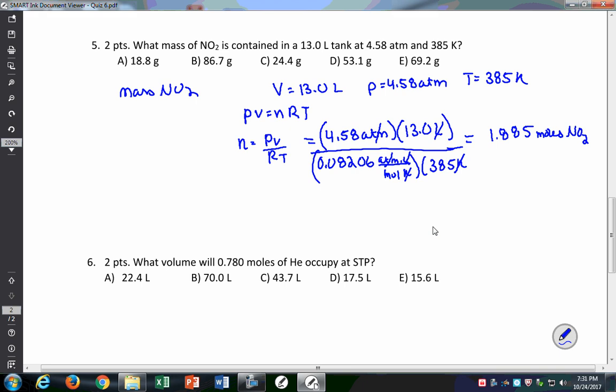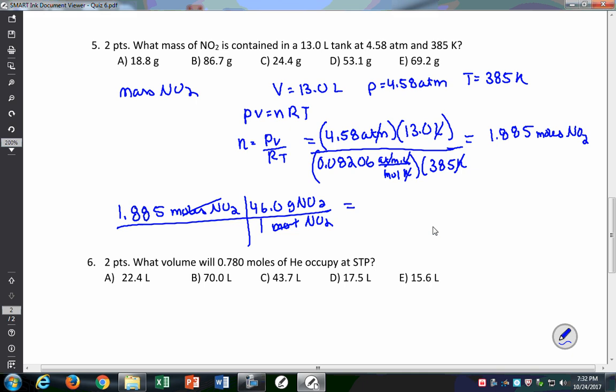The nice thing about chapter 5 is we're basically doing the same thing over and over again. So it's kind of a lot of memory there. Now once we have our moles, we can calculate our mass. We've been doing that since a bit ago in this class. Our molar mass of NO2 we can calculate from the periodic table because we have 1 nitrogen and 2 oxygens. So that's 46.01 grams of NO2 is equal to 1 mole of NO2. So that gives us our mass at 86.7. So don't let it trip you up because I'm asking for mass. If you know moles, you can figure out mass.